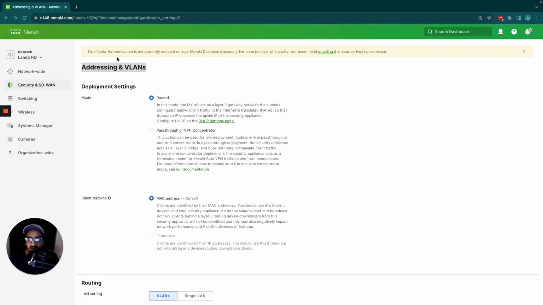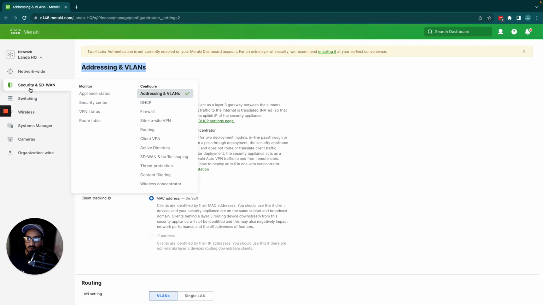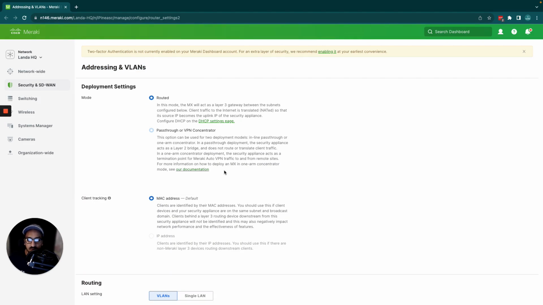So this is the Addressing VLANs page. You go to Security and SD-WAN and click on Addressing VLANs, and here are your two modes. You'd have a routed mode and a pass-through or VPN concentrator mode. So let's go ahead and talk about the differences between the two.